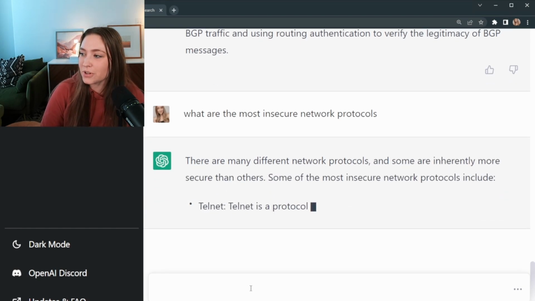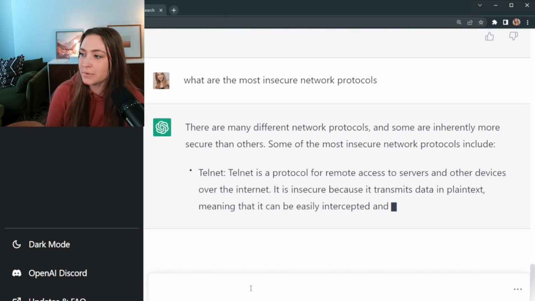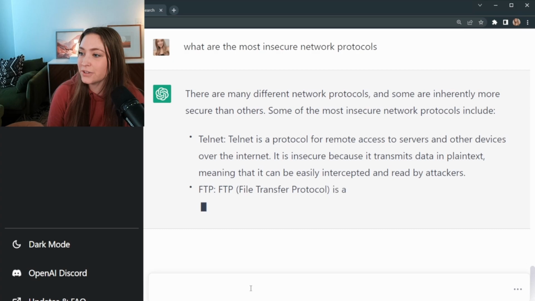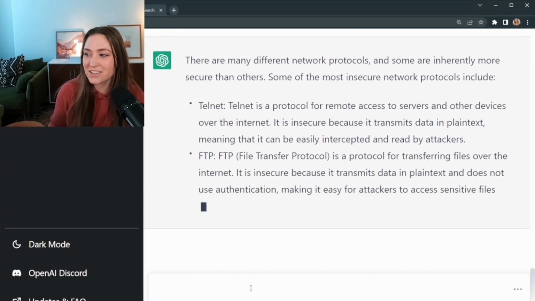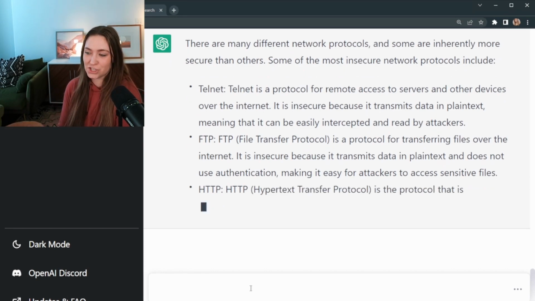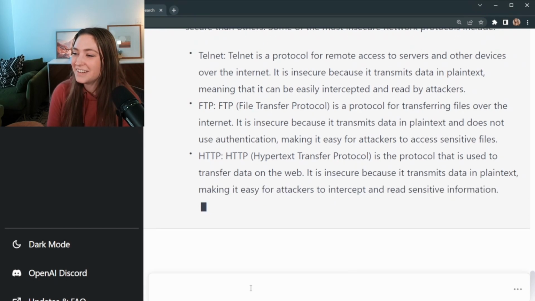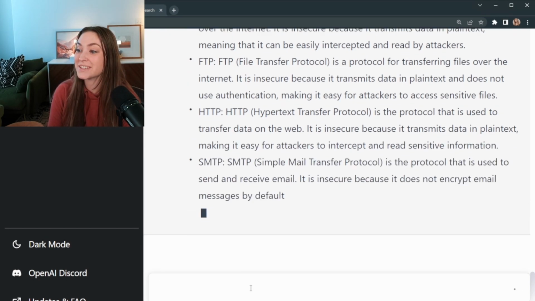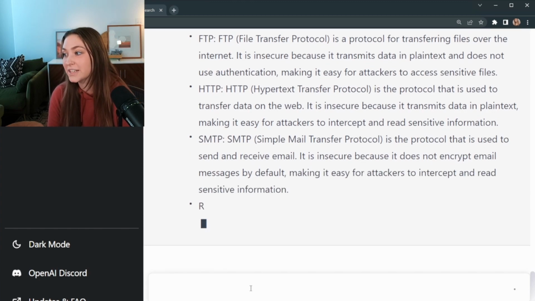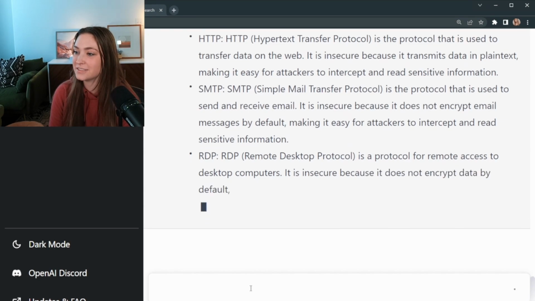There are many different protocols, and some are inherently more secure than others. Some of the most insecure protocols include Telnet, okay, FTP, and it's giving us a little definition, HTTP, okay, valid. SMTP, the protocol that is used for sending and receiving mail. It's insecure because it does not encrypt email by default.